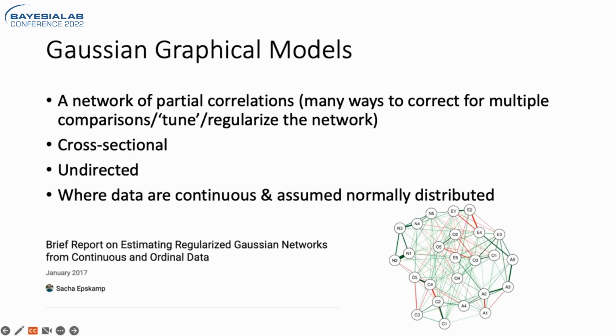There are also some statistical assumptions about the data being continuous and assumed to be normally distributed. There are ways to address violations of that, but broadly speaking, it has pretty stringent requirements on the kind of data that are appropriate. And again, this is one of the reasons why Bayesian approaches are helpful.